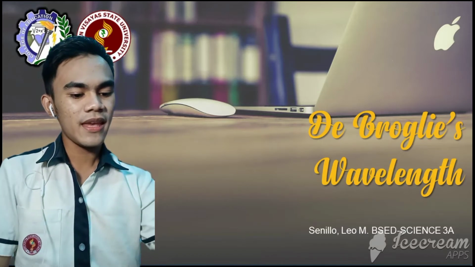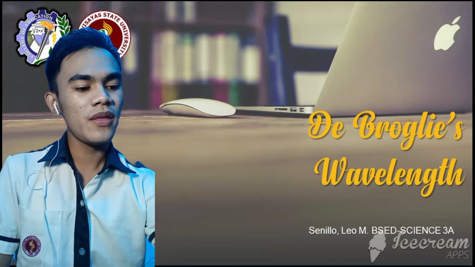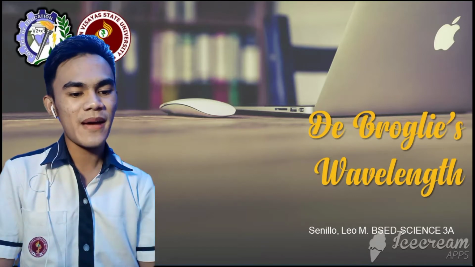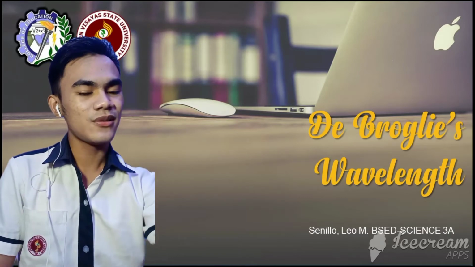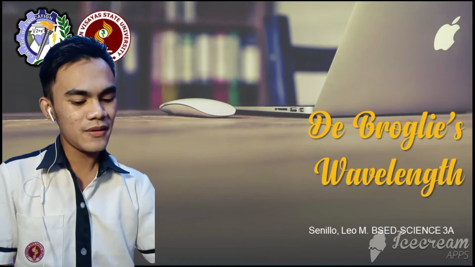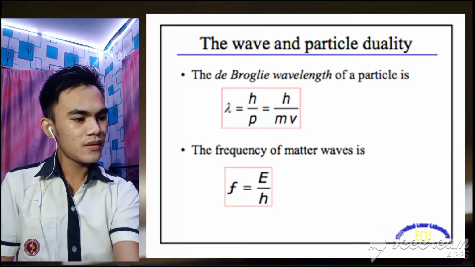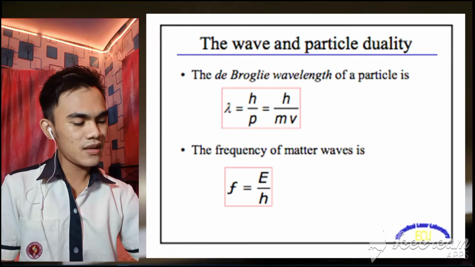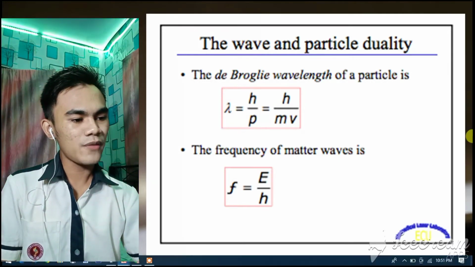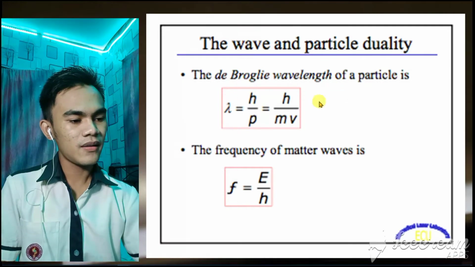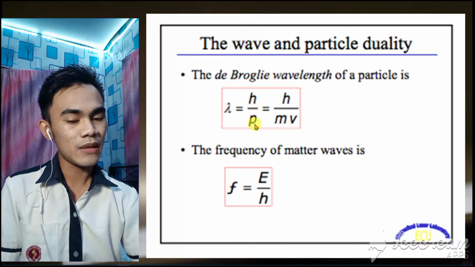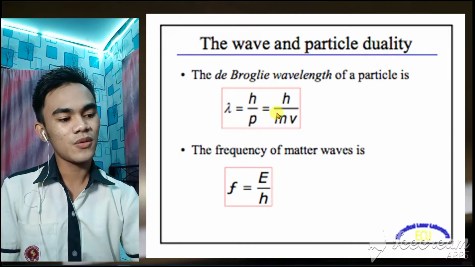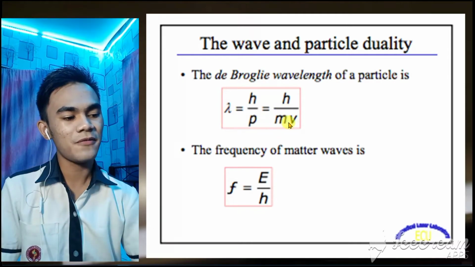De Broglie's wavelength is the wavelength that is associated with an object in relation to its momentum and mass. A particle's de Broglie wavelength is usually inversely proportional to its momentum, given the wave-particle duality. That is the formula of de Broglie's wavelength: lambda, or the wavelength, is equal to h, the Planck's constant, divided by p, the momentum, which is equal to mass multiplied by velocity.